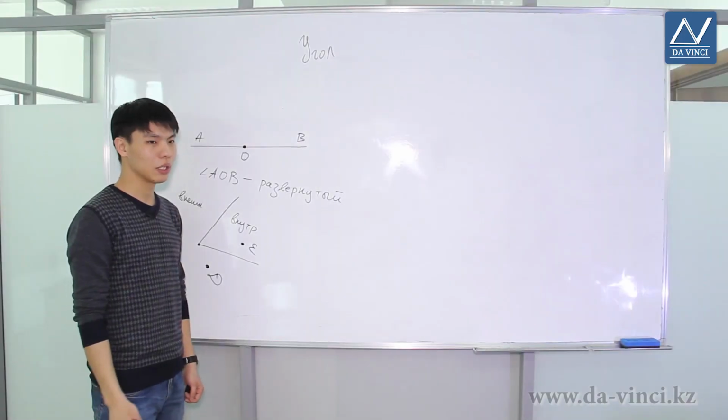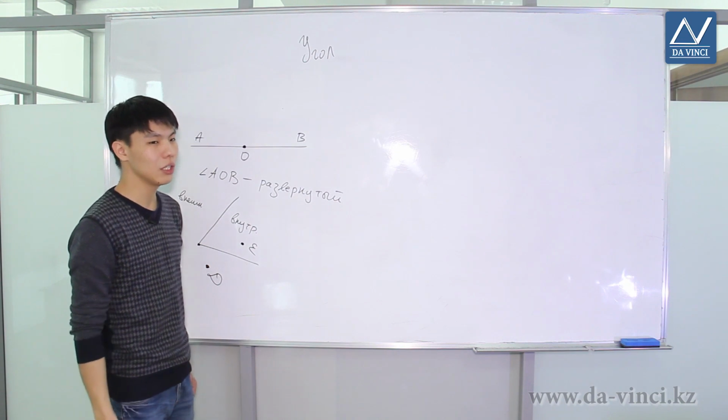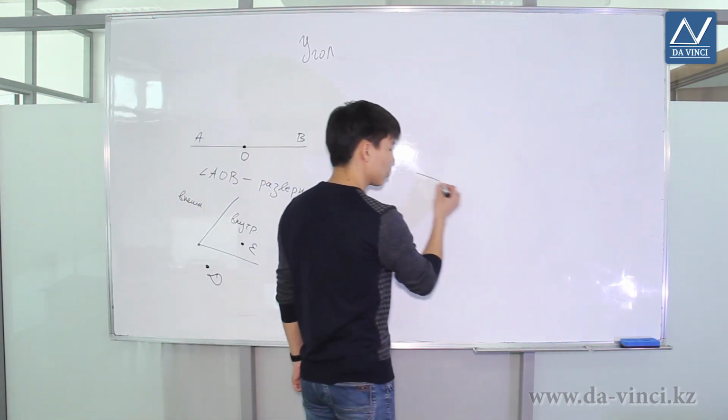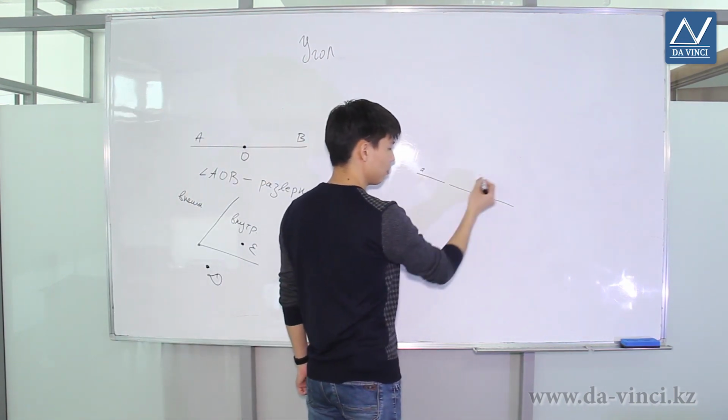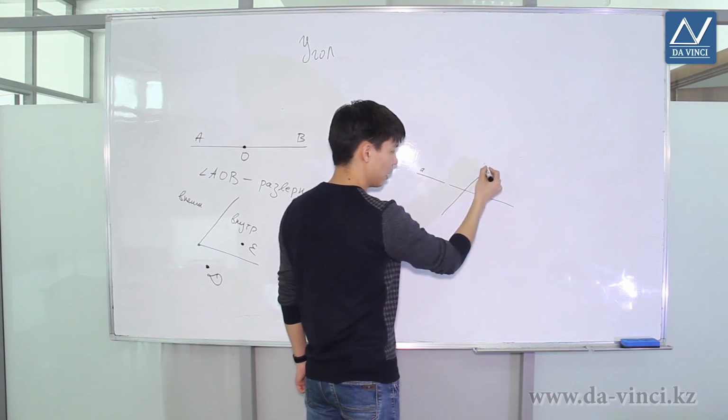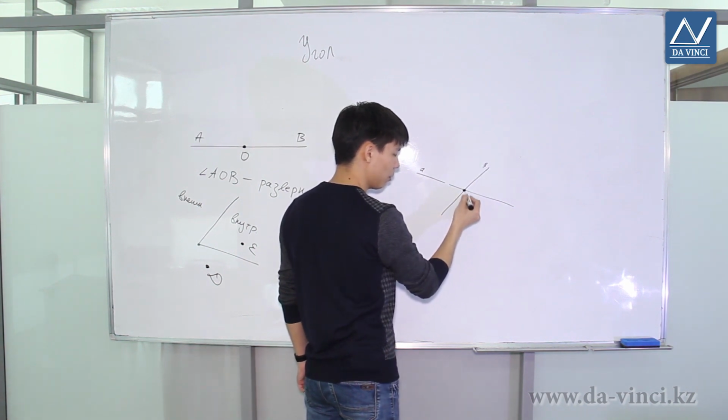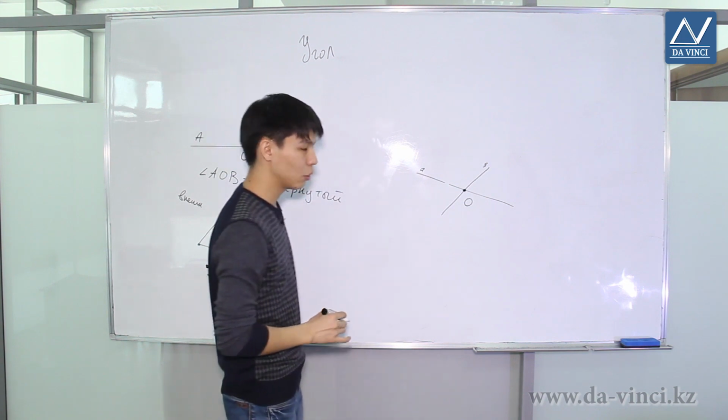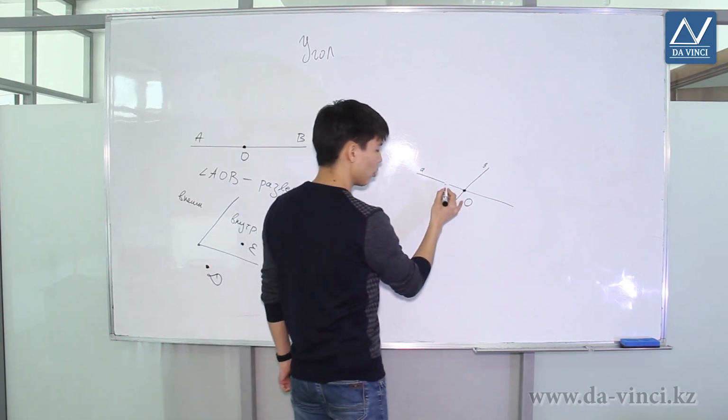Let's consider such an example. How many angles are formed when two straight lines intersect? Suppose we have line a. It intersects line b at point O. Let us consider this scenario for our analysis. Question: how many angles did we obtain? We can calculate as follows.